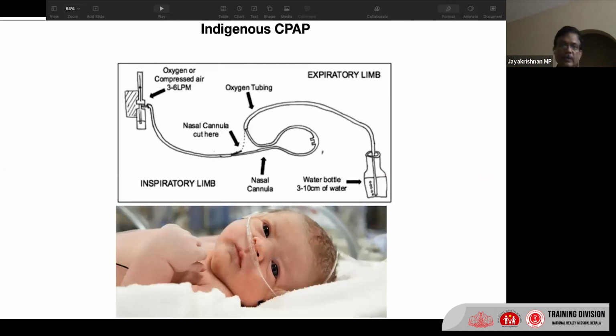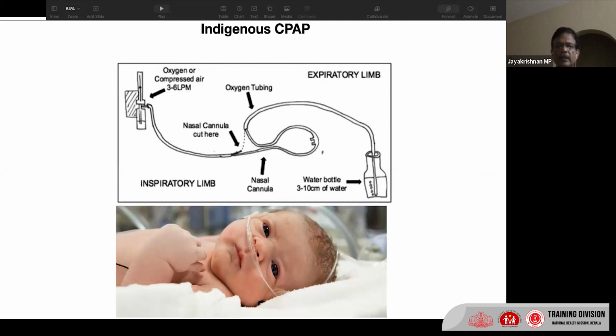And I'm sure many of you are using it in your hospitals. In fact, the WHO recommends this, like the poor man's CPAP, indigenous CPAP. We can easily make it in our hospital also. All that is required is actually a nasal prong, an underwater seal, and a T-tube, or something which you can use to keep that. I'll show you one more picture there.